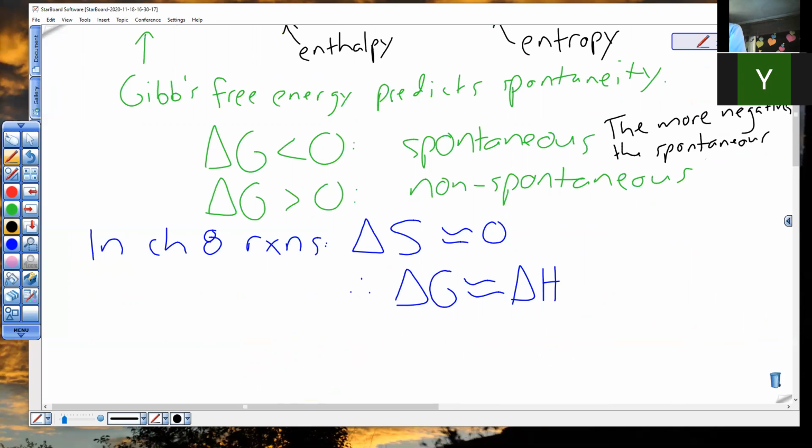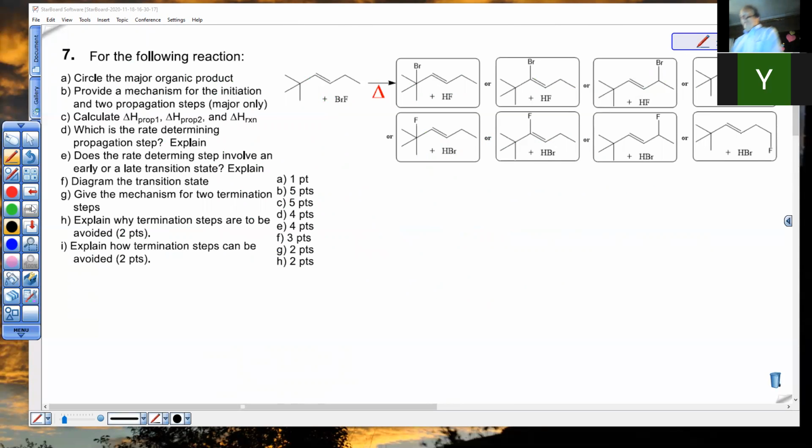And for us, we can just say faster. More negative is faster, less negative is slower, rate determining step. So remember that, because we're going to use it very soon, like almost right now. You're going to freak out a little bit when you see this one. Why? You've got like 8 boxes. One of them needs to be circled.